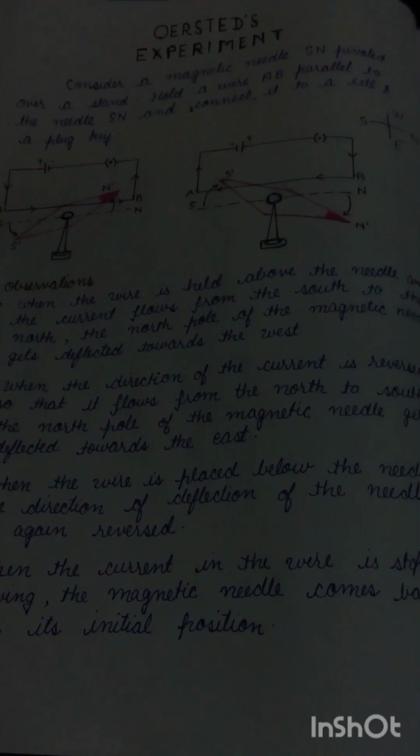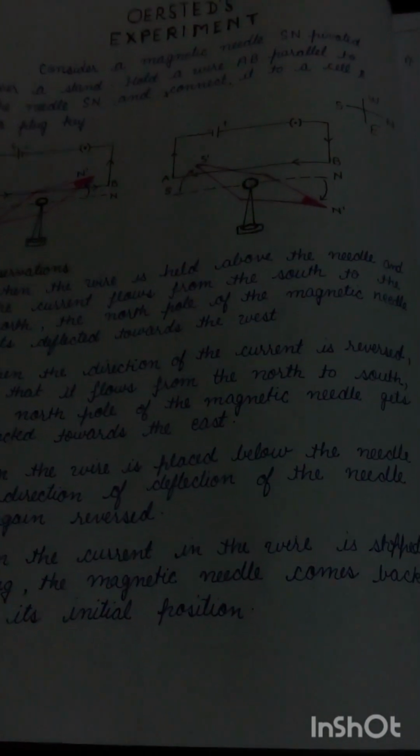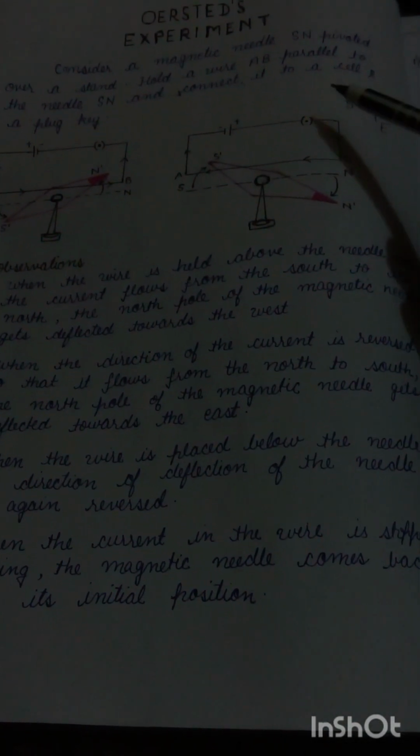Now when it is connected to the cell, the current will flow. When the current was flowing from south to north, the needle was deflected in the west direction. The north pole of this magnetic needle was deflected in the west direction. See, this is north, south, west and east. So it was deflected towards the west.